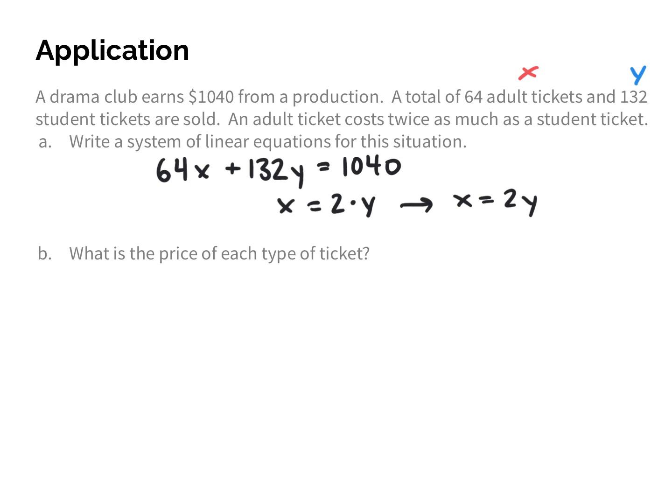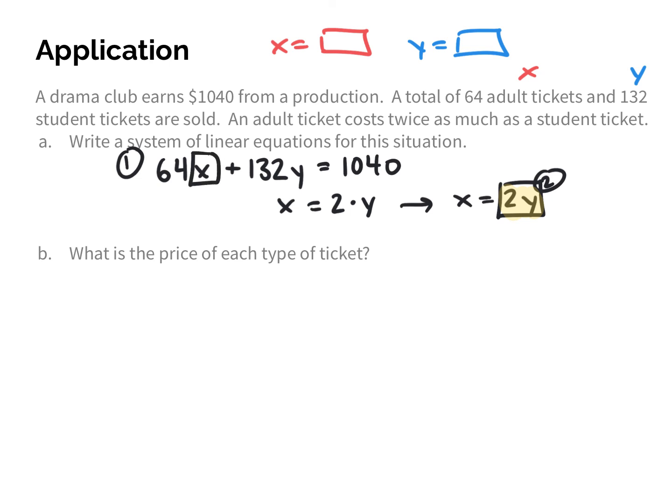Okay, so my first equation, I should say, equation number 1 is 64x plus 132y equals 1040. This would be my second equation. Now, again, what I'm looking for is, do I have an equation that says x equals some expression or y equals some expression? I most certainly do. I have the equation here that x equals 2y. So at this point, I'm going to take the 2y, that chunk that x is equal to. And just like we did in the previous problems, I'm going to take that expression and I'm going to plug that into the first one where I see x.